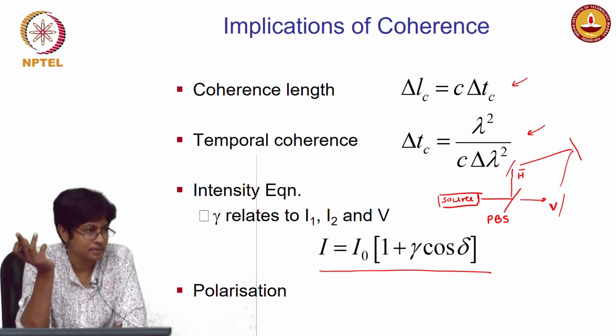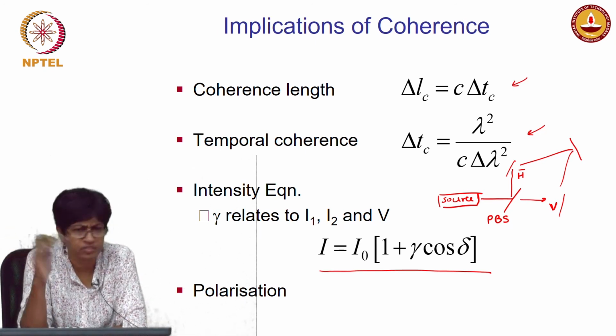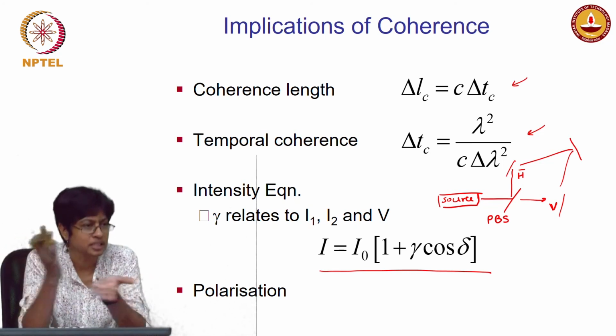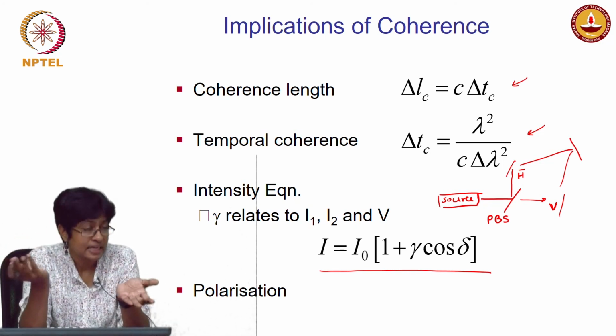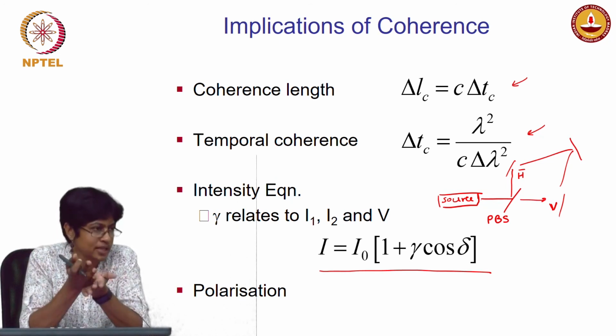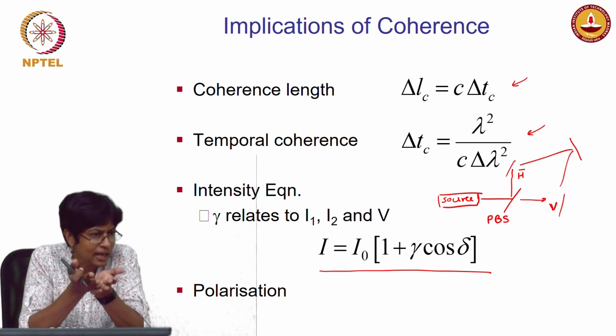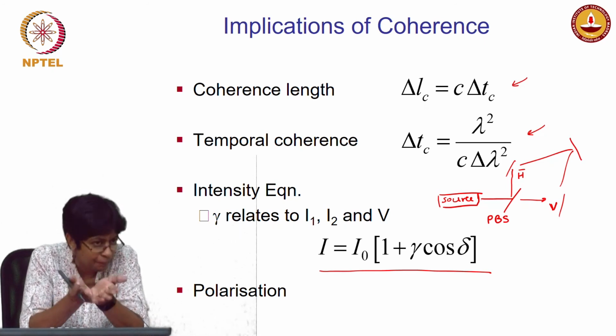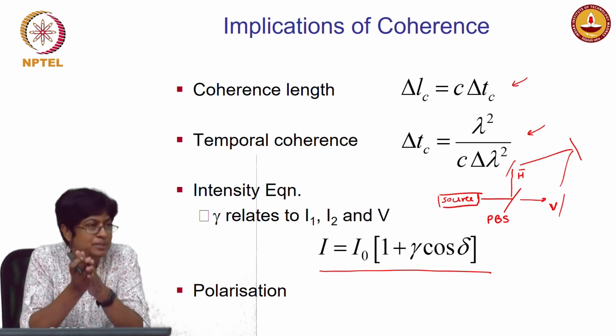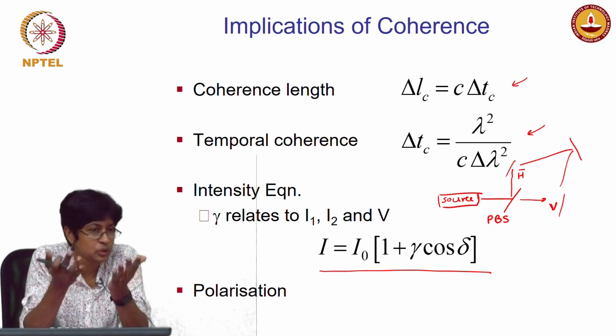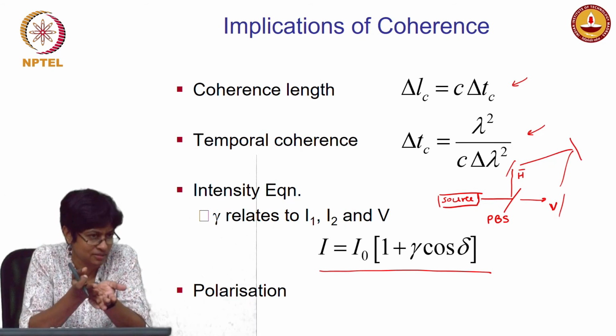I'll not see anything. The same source, the path length difference is 0, perfectly matched, but the polarizations are orthogonal. In order for two beams to interact with each other, the electric fields must either have the same polarization or there must be some overlap between the two polarization states.